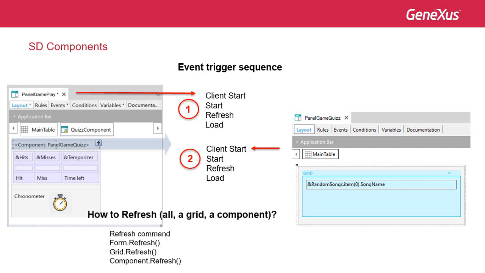How do we refresh all or a grid or a component? We have the commands and methods we see here on screen. The refresh command, the form.refresh, grid.refresh, or component.refresh. What about the action bar? If we have the action bar of the parent, and we have the action bar of the content of the child, the actions of each component are combined.